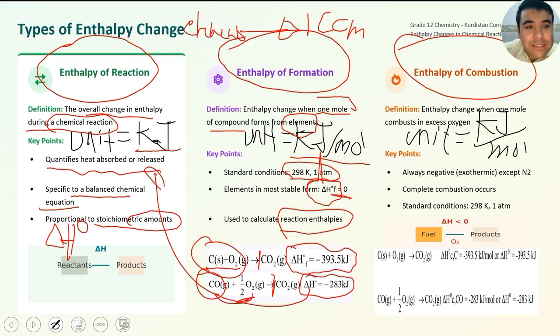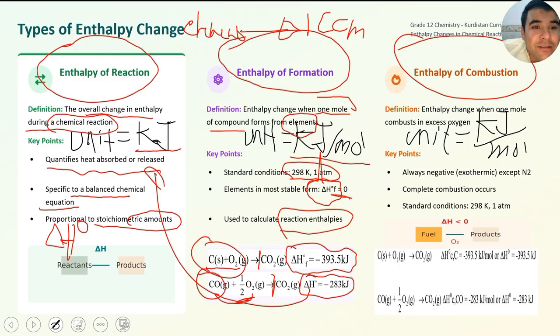So in the second equation, delta H of the reaction is not equal to the delta HF because it has only one of the conditions. It does not meet the second condition, which is that it must be obtained from the elements.